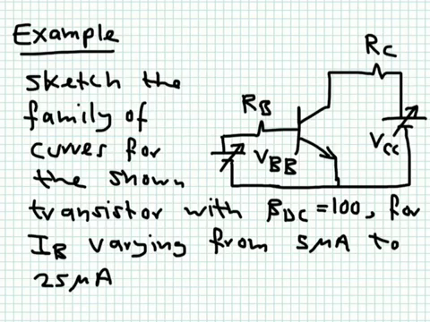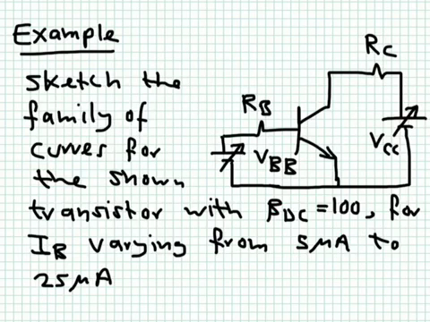Okay, for this one we want to draw the family of curves for the shown transistor if beta DC is equal to 100, and IB is varying from 5 microampere to 25 microampere. Very simple. In the active region of operation, the characteristic is horizontal. You multiply this 100 by the value of IB. And when the voltage VCE drops below 0.7, you simply draw a line, and this line will represent your saturation region, an ohmic-like region.